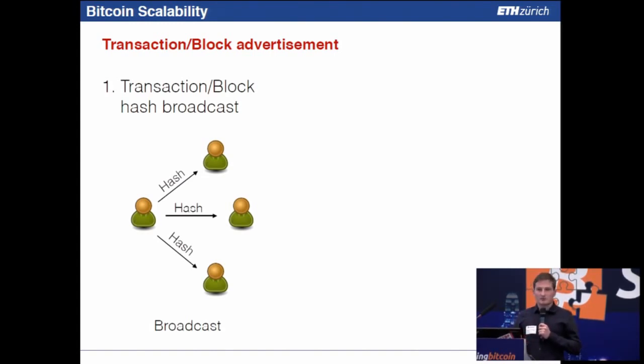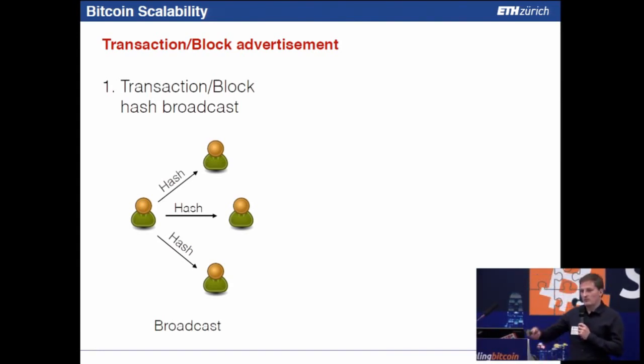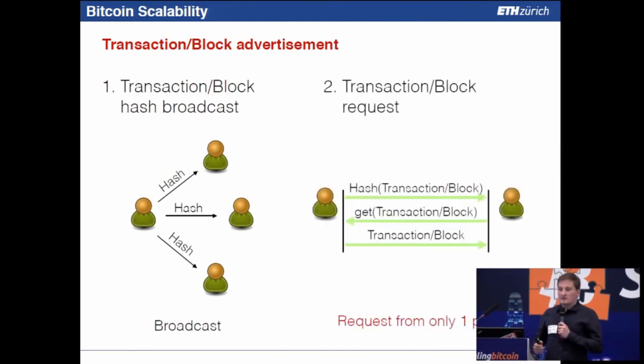So how do we advertise a block in the network? It's very important to note that before broadcasting the transaction itself, we actually advertise its hash. So it's just a simple hash of the transaction or the block. In the second step, we have the transaction block request management system, where given the hash, if I don't know about the hash, I would just ask for the particular transaction or block, and then I would get it from an anonymous peer. Currently, one of the scalability measures is that we actually request it only from one peer.